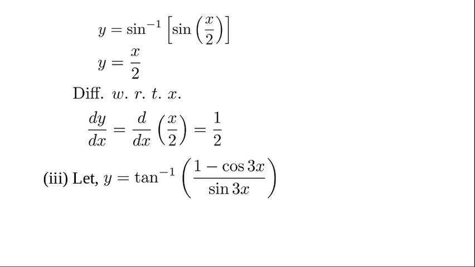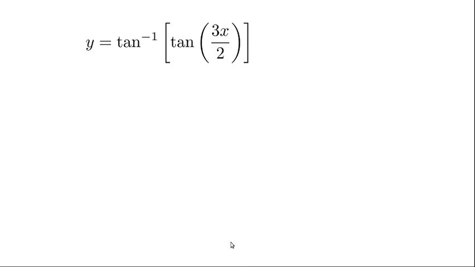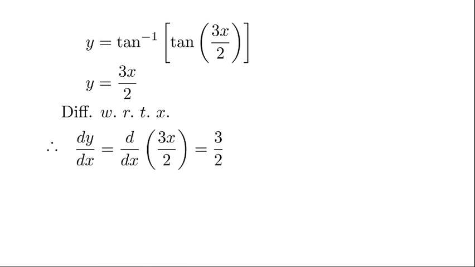y equal to tan inverse of (1 minus cos 3x) upon sin 3x. So here we make use of 1 minus cos theta and sin theta half angle formulae. 1 minus cos theta is 2 sin square theta by 2, and sin theta is 2 sin theta by 2 cos theta by 2. So here 2 cancels and 1 sin theta by 2 gets cancelled. We get sin 3x by 2 upon cos 3x by 2, which gives you y equal to tan inverse of tan 3x by 2. On differentiating this, we get dy by dx equal to 3 by 2.